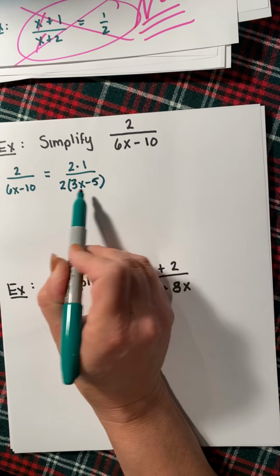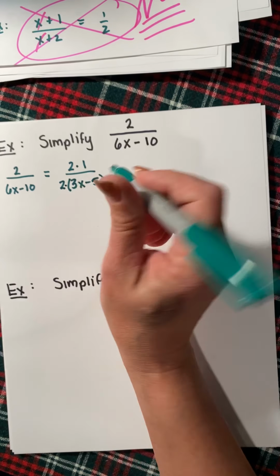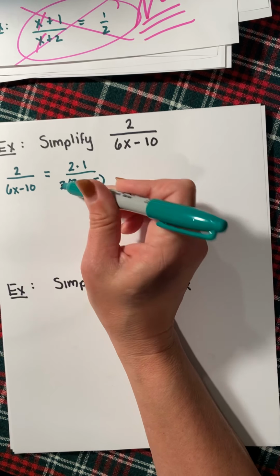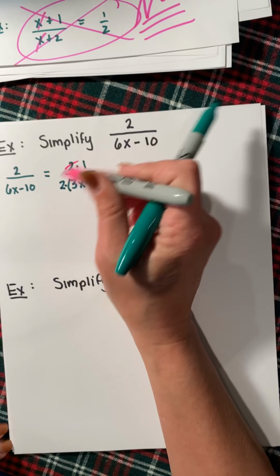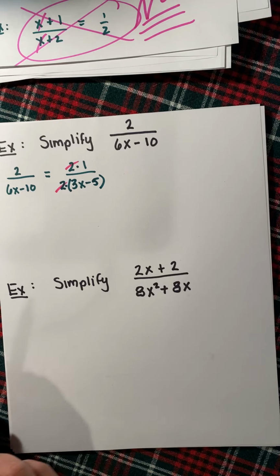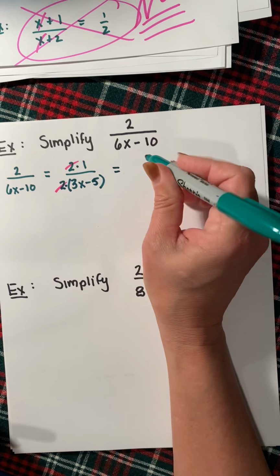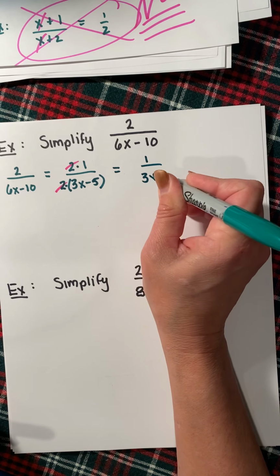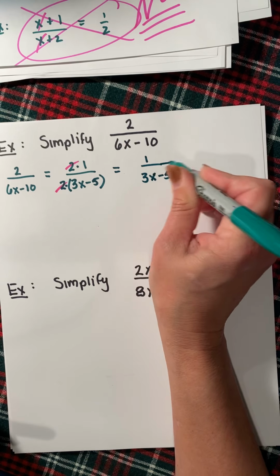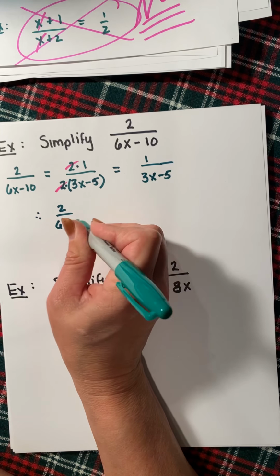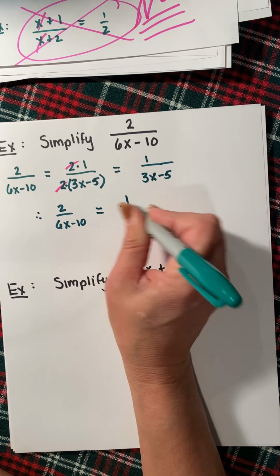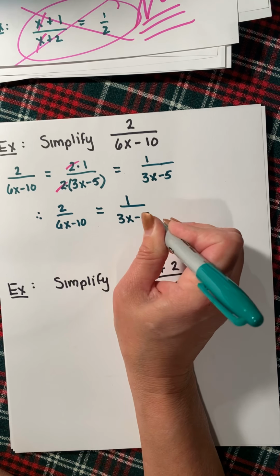So now, factors may contain sums and differences, but this is 2 times the number 1 over 2 times this factor. And we can now cross off that common factor and call this 1 over 3x minus 5. So therefore, 2 over 6x minus 10 simplified is 1 over 3x minus 5.